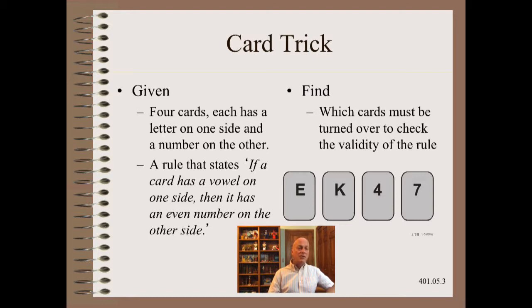Similarly, the 4 should not be turned over because a vowel on the other side would not disprove the rule, and we have no rule about consonants. In short, it matters not what is on the other side of the card with regard to checking the validity by trying to disprove the rule. However, the 7 must be turned over, because if there were a vowel on the other side, we would have just disproved the rule. Not so easy, was it?